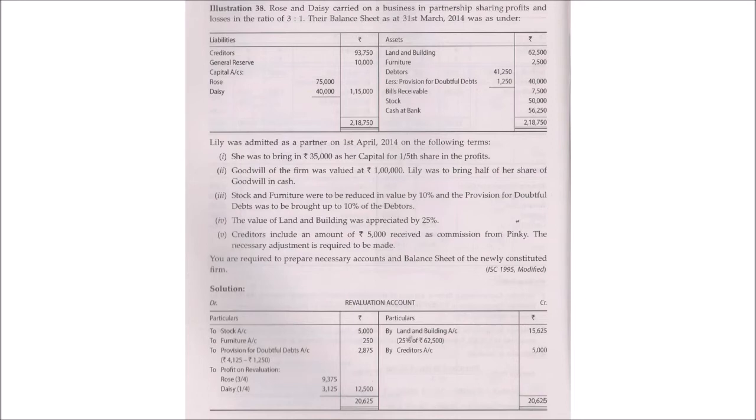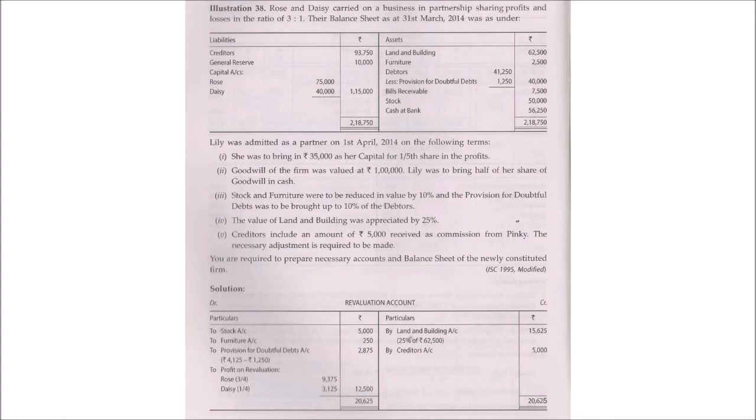Next, the value of land and building appreciated 25%. So the old value is 62,500. Credit side, by land and building, 62,500 multiplied by 25 by 100 is equal to 15,625. Next, creditors. Credit side, by creditors, amount 5,000.